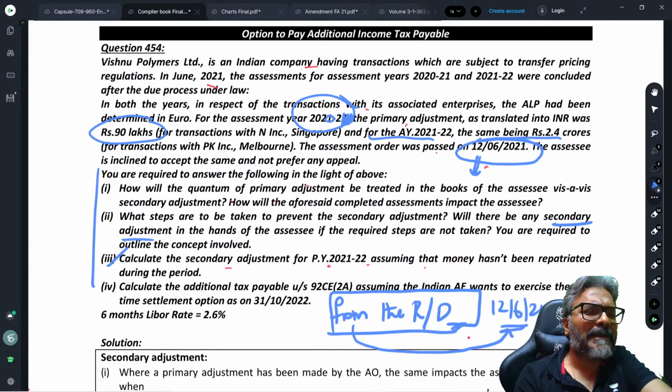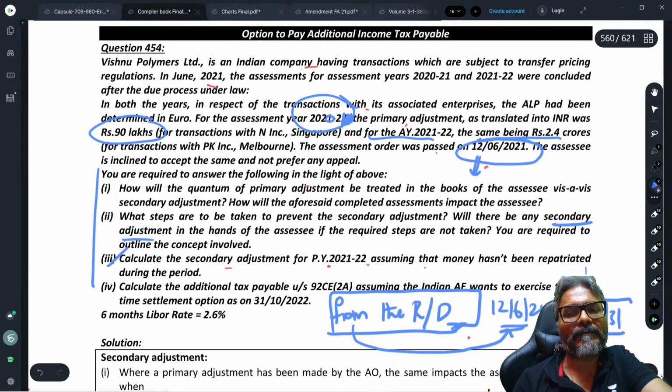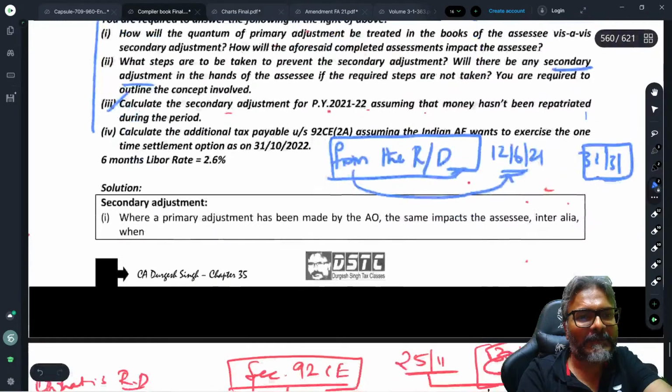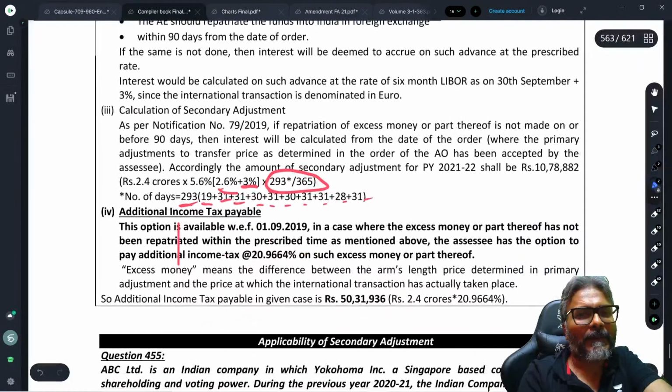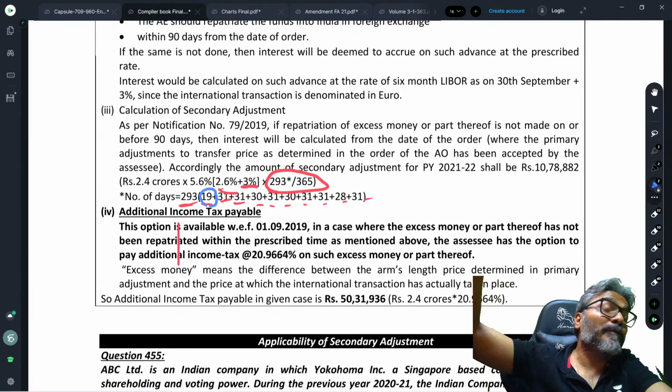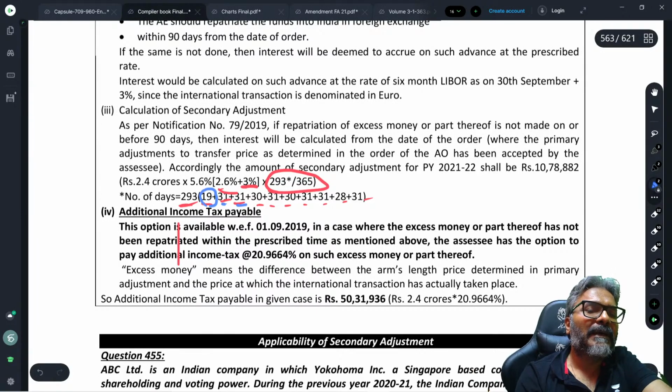And definitely, since in the entire year you have not received the interest, it is up to 31st of March. So you can see over here, students, in the month of June, June is 19 days, since I have counted from 12th of June. June becomes 19, July 31, August 31, September 30, October 31, November, December, Jan, Feb, March. So 293 days divided by 365.